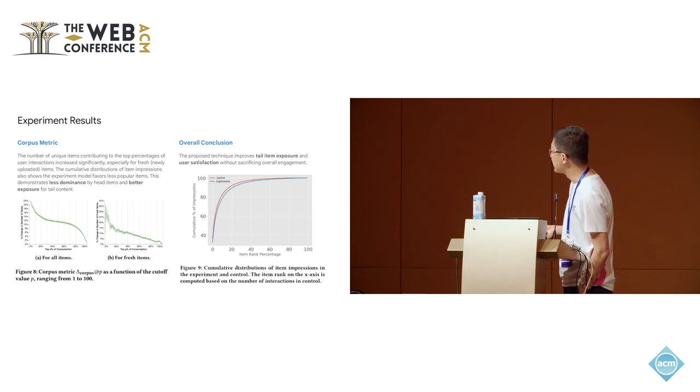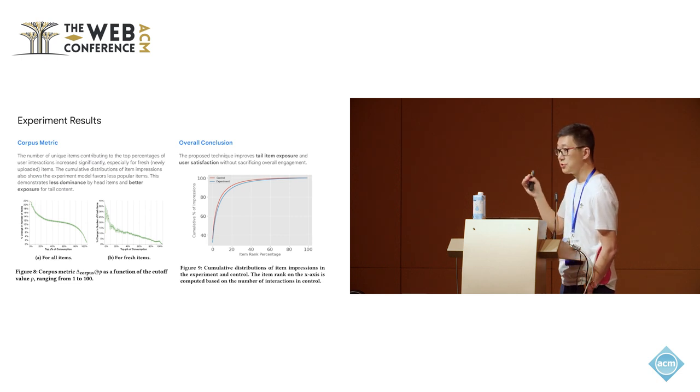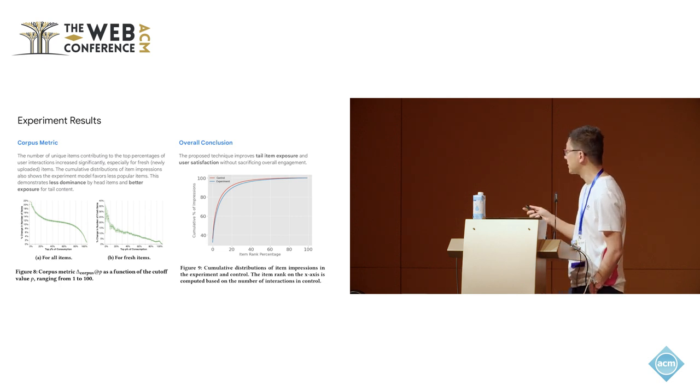And finally, this is the same Lorenz curve we had before. You can see that the experiment model is closer to the diagonal line, also indicating a reduction in popularity bias.